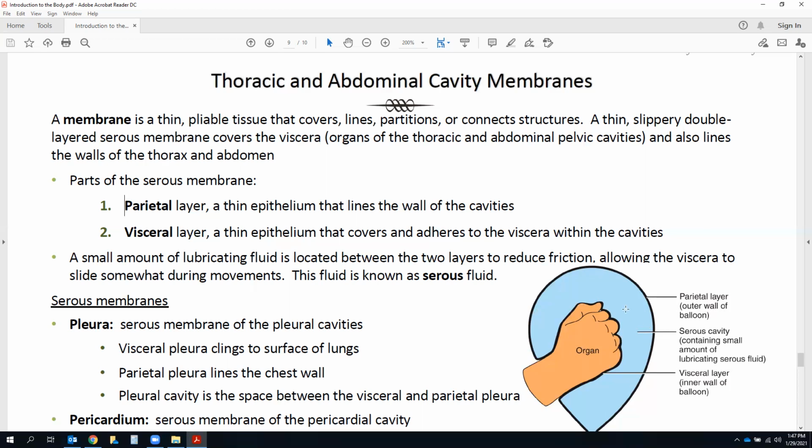Now, between the two layers is what we call a serous cavity, where there's what's called a serous fluid. So it'd be like the air in this case, or if it was a water balloon, it would actually be fluid. But the function of that fluid is to reduce friction, so that those two membranes aren't rubbing on each other and creating holes, or rubbing themselves to the point where they have scar tissue formed on them and that kind of stuff. So this allows the organs to somewhat slide during movements.